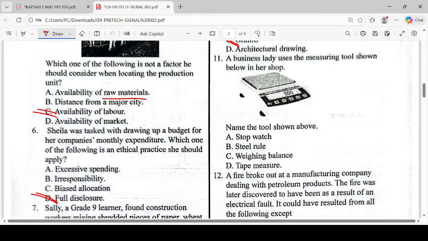Question number 11. A business lady uses the measuring tool shown below. So this is something that can be used to measure mass. The tool shown above, A, a stopwatch, B, steel rule, C, weighing balance, D, tape measure. So this is what is called, when you look at it, you need to be very keen.